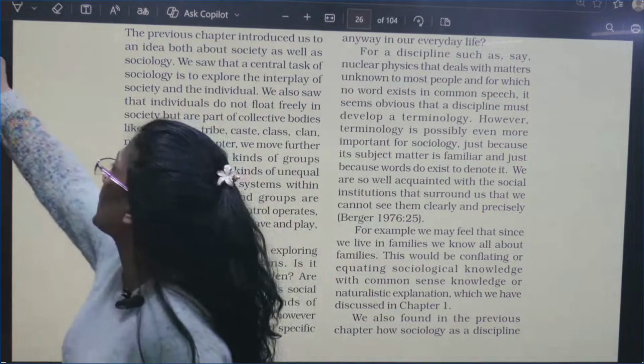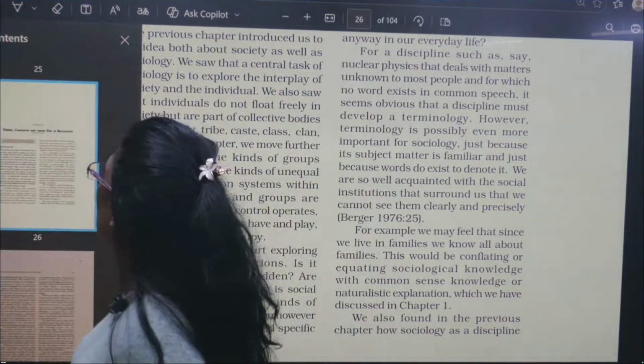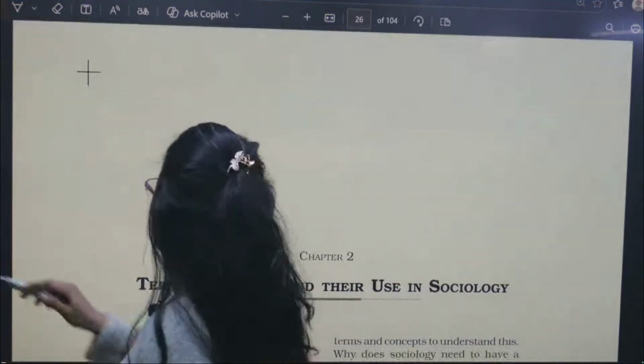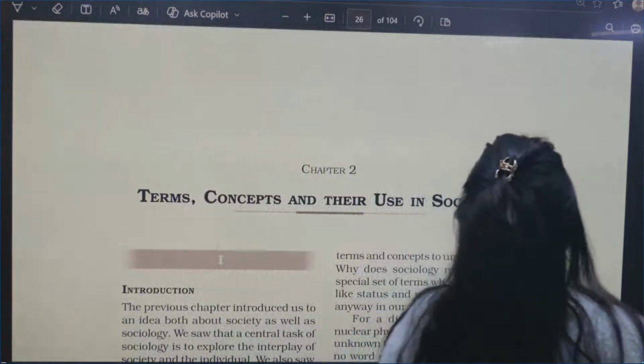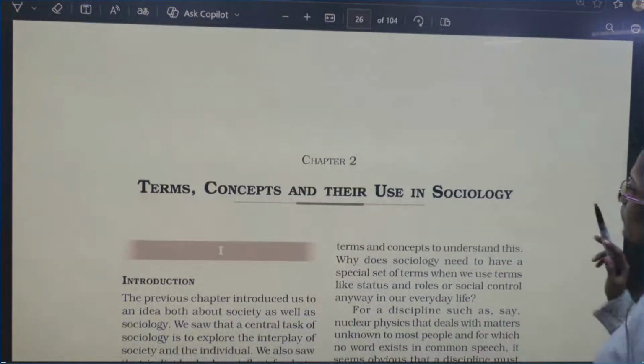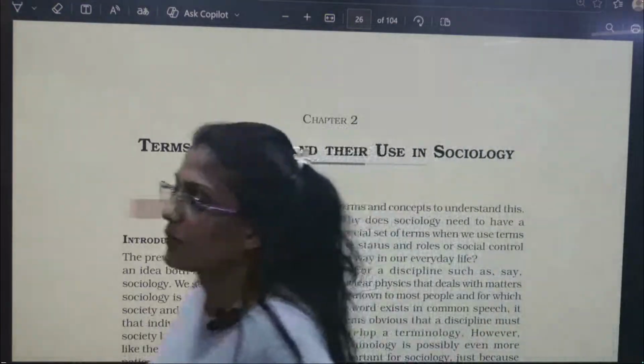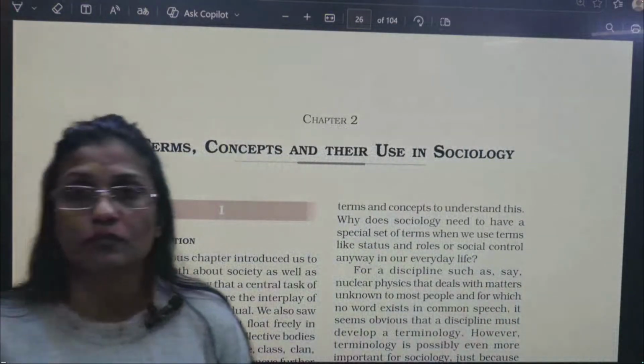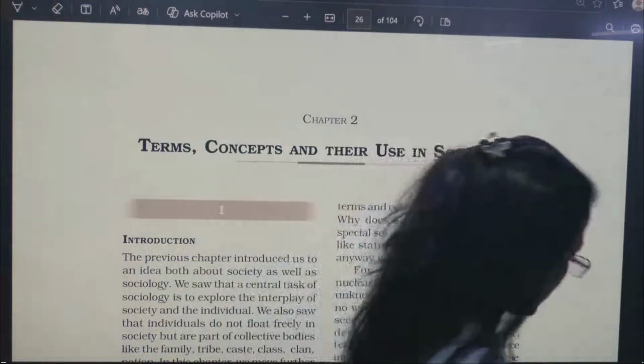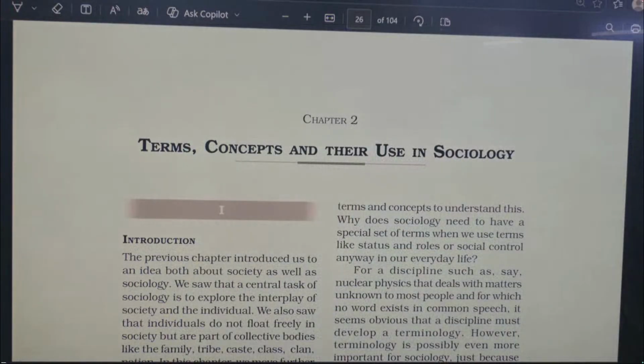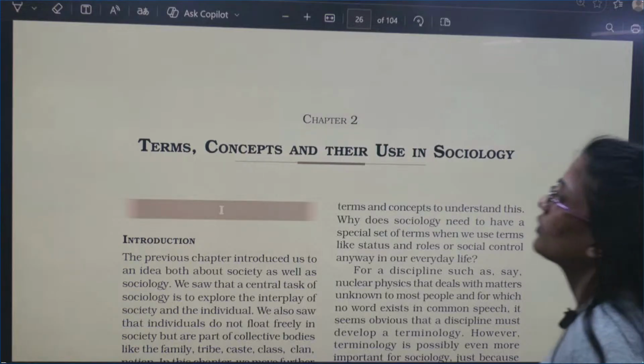That this particular chapter, terms, concepts, and their use in sociology, write down its name. Terms, concepts, and their use in sociology.